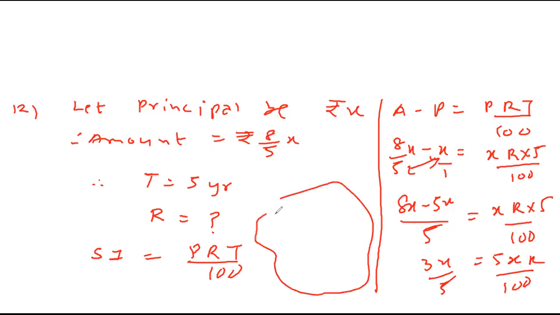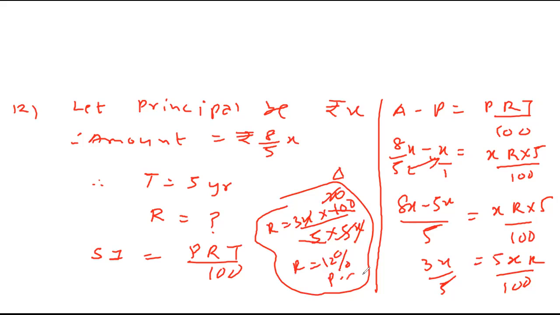Just one more line here. R is 3x into 100 upon 5 into 5x. x cancels. 5 into 20, 5 into 4. Therefore, R equals 12% per annum.